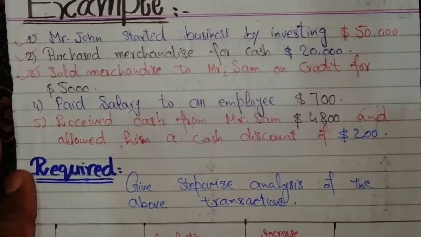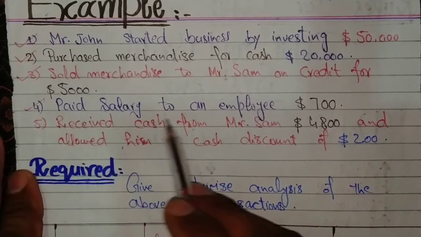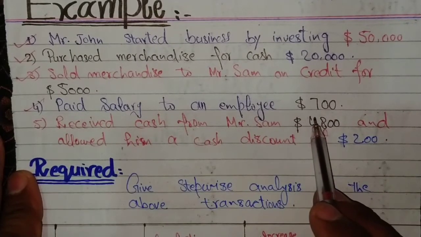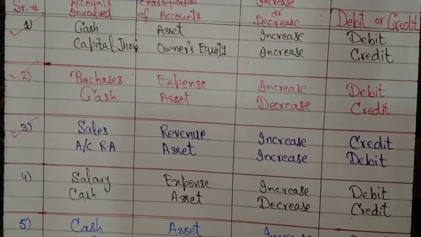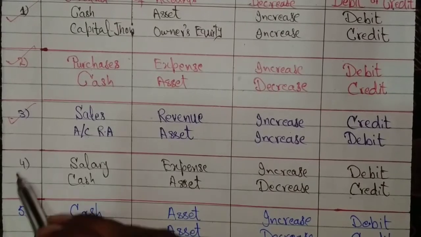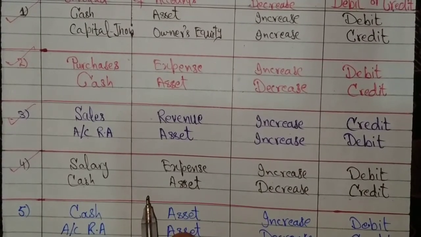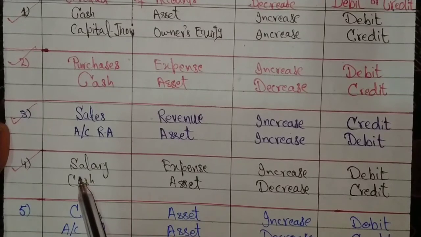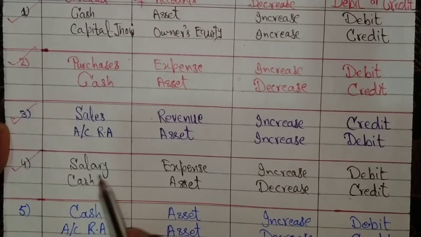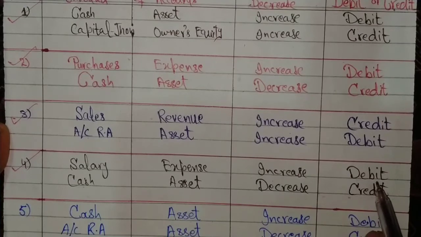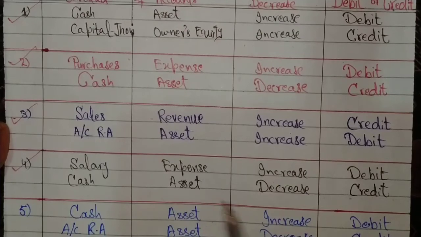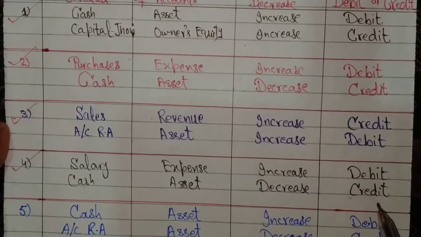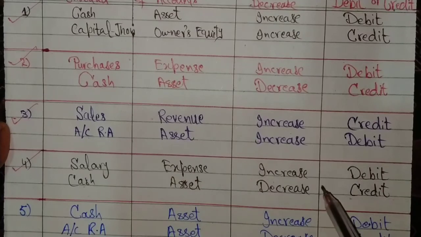The fourth entry of this business is paid salary to an employee amounted $700. The treatment of this transaction will be, in the context of analysis of transaction, salary to cash. Salary expense increase and debit for the business and cash will be considered as asset decrease and will be credit for the business. Salary to cash is the actual entry of this transaction.